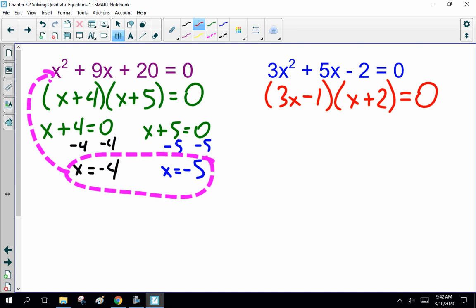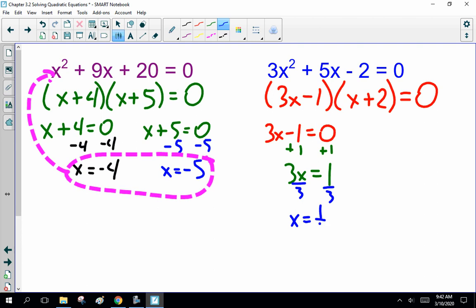So that's what we do to solve. We factor it, and then we solve each of the factors. So 3x minus 1 is equal to 0. This one's a little sneaky. Add 1 to both sides. 3x equals 1. How do you get rid of times 3? Divide by 3. So x is 1/3.